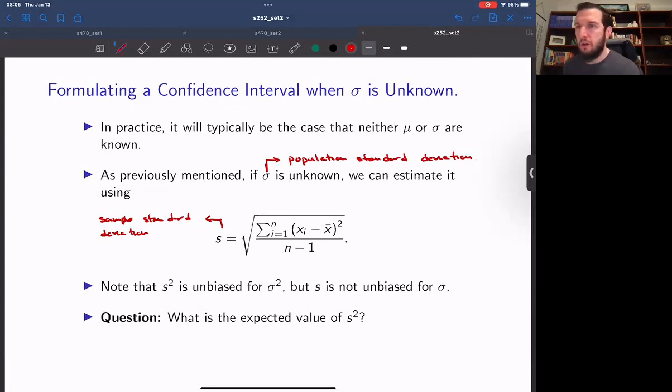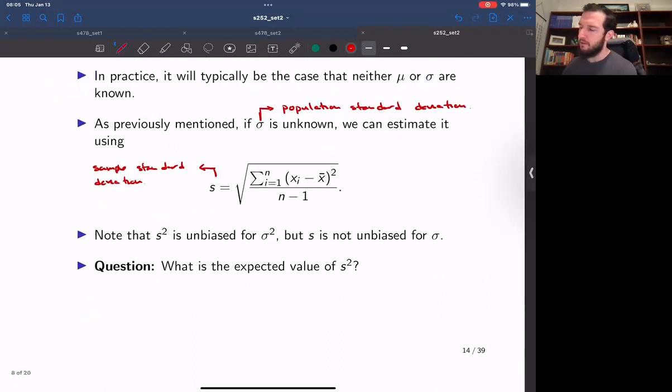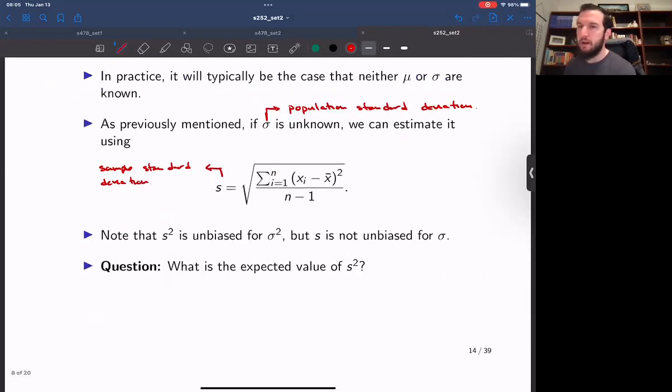Okay. I have a little question at the bottom here regarding properties of S squared. Not something we really need to focus on, but basically just saying, because S squared is unbiased for sigma squared, we can also show that the expected value of S squared is equal to sigma squared. But again, not overly relevant to what we're trying to do, just a little bit of an aside in case you recall the expected value definition.